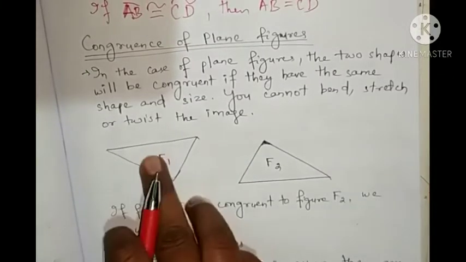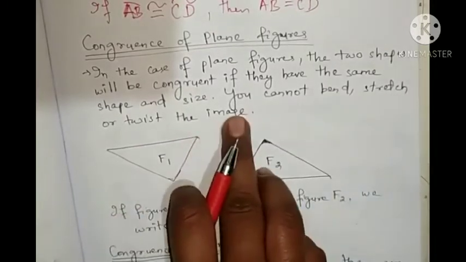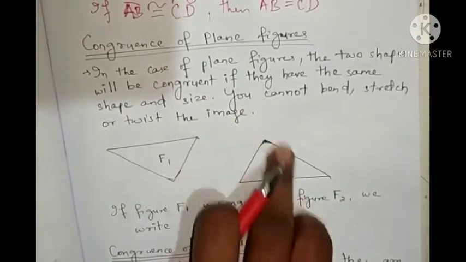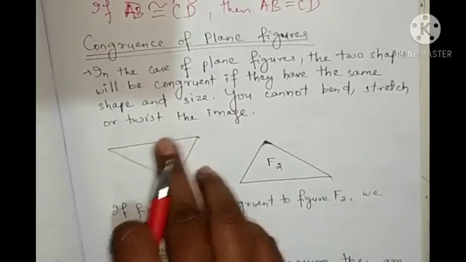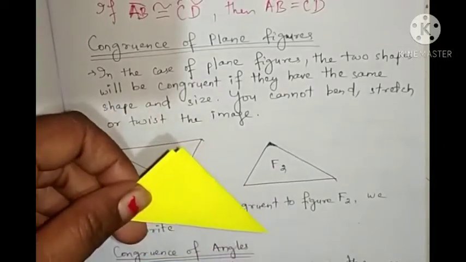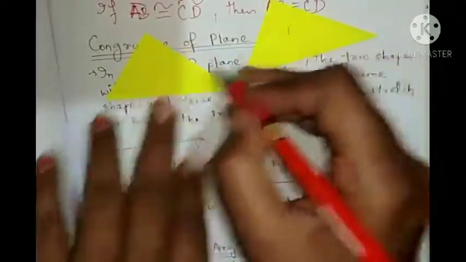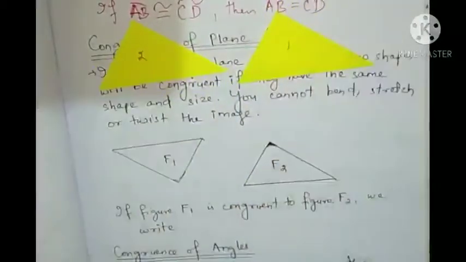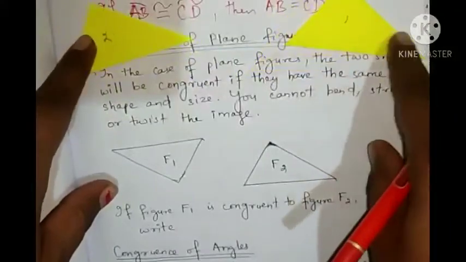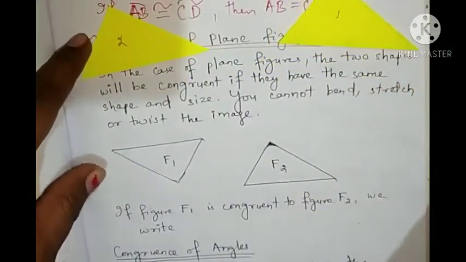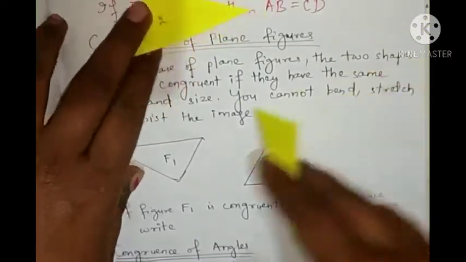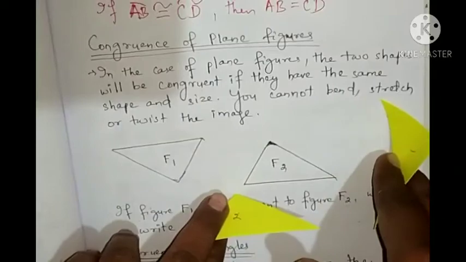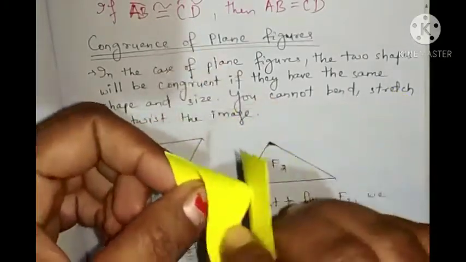In the case of plane figures, the two shapes will be congruent if they have the same shape and size. You cannot bend, stretch and twist the image. So look at here, I have taken two shapes. I'll mark them 1 and 2. How we will see if they are congruent or not: if they have the same shape and size. We do not bend, stretch or twist the image.